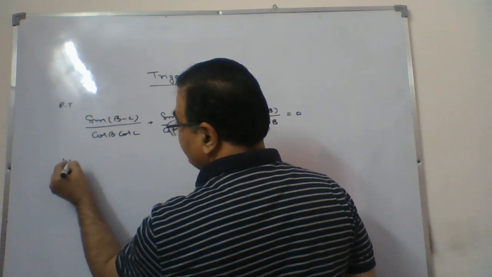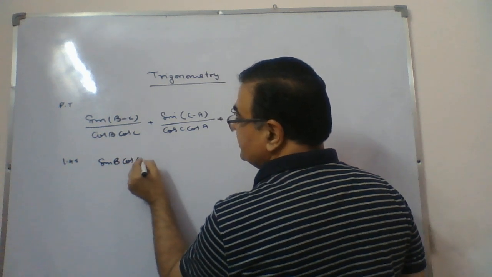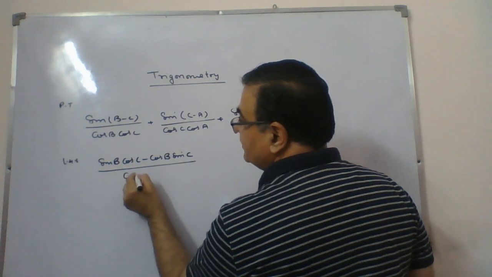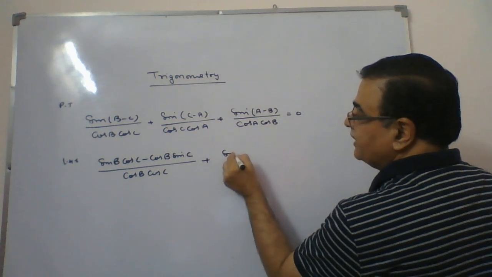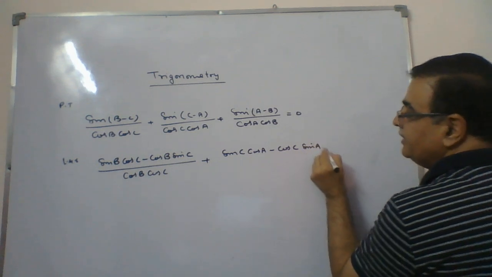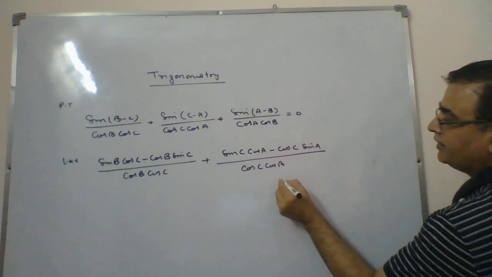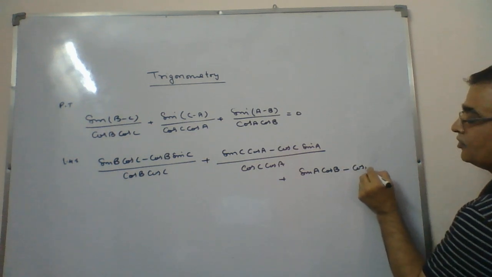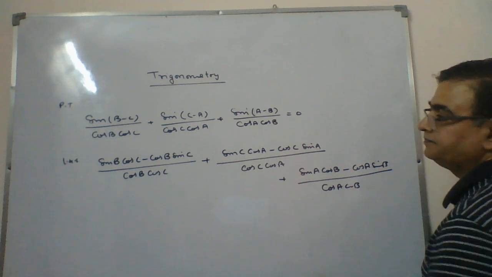We'll start with the left hand side. Then it comes out to be (sin b cos c minus cos b sin c) divided by cos b cos c. Same way here, (sin c cos a minus cos c sin a) whole divided by cos c cos a. And the third case is plus (sin a cos b minus cos a sin b) divided by cos a cos b.